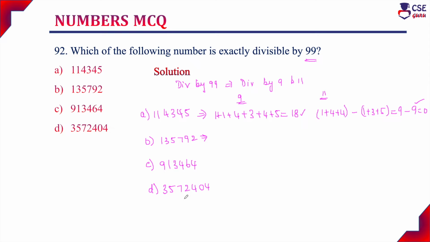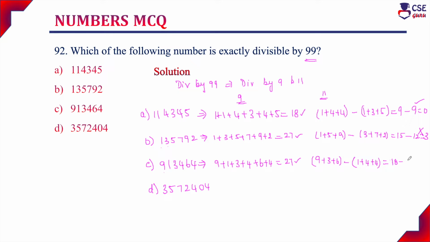Similarly, we will check the other 3 options also. It is divisible by 9, not divisible by 11. And option C, if you are checking, the total value is 27. Yes, it is divisible by 9. 18 minus 9, we will get 9. No, it is not divisible by 11.